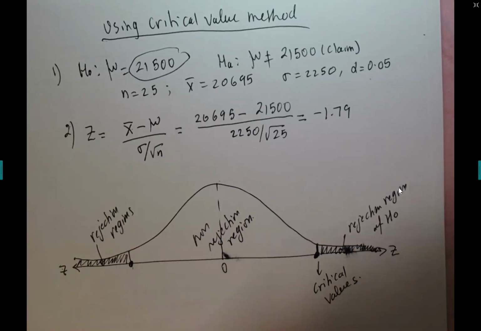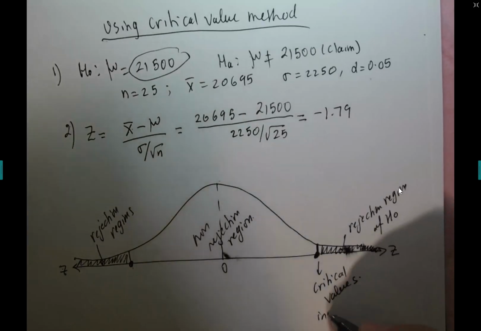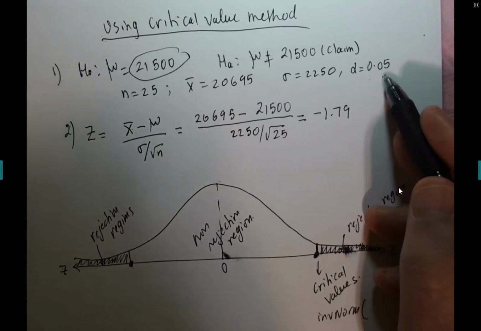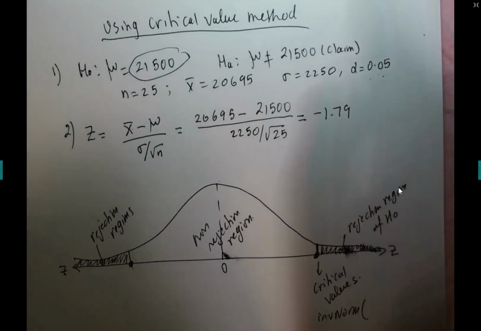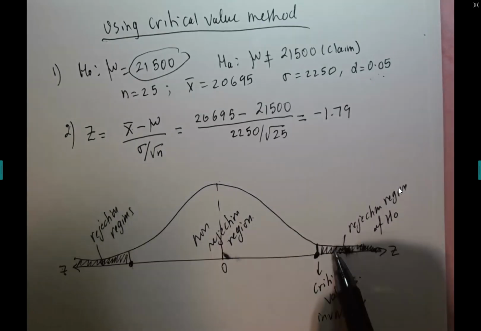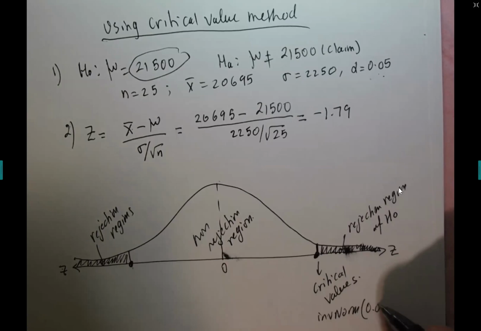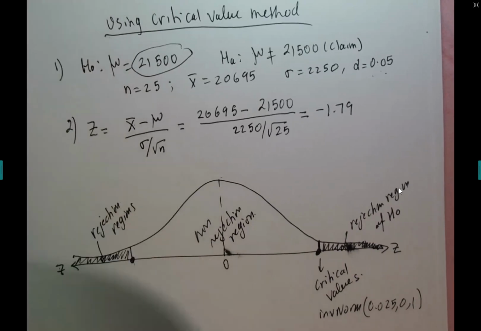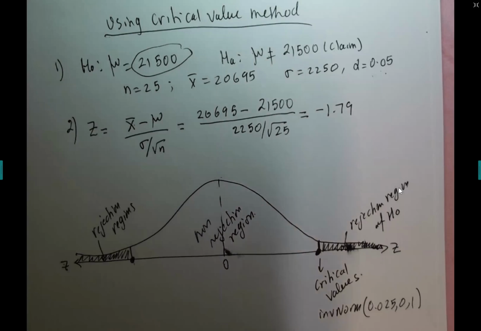But I'm going to do it. So if you do inverse norm here, and just alpha is 5% divided by 2. That's it. That's all you have to do. So why are we dividing by 2? Because we have two rejection regions. So it would be 0.025, comma 0, comma 1. If I go to my calculator, guys, and show you how to do the math here, the critical value.